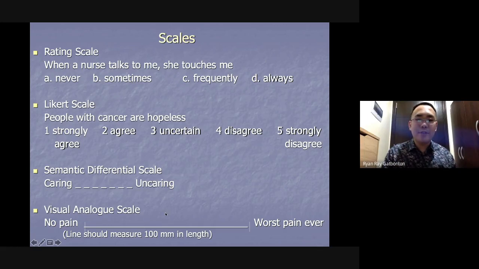So if the client points here and you measured around 40 millimeters, so that would be 40 over 100, over 100% ng response niya. So that reflects a quantifiable measure of his response. As for this case or example, the pain scale or pain level of the client. So kung 40 yung pagkaka-measure mo or pinoint niya sa 40 and you measured it around 40, you divide it by 100, the level is around 40% pain. Okay?